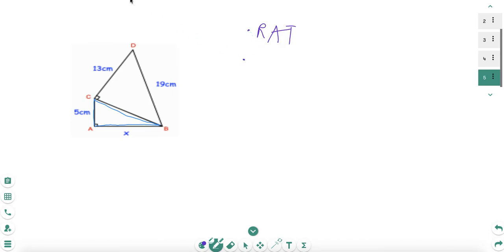What's the problem, guys? In order to use Pythagoras, you need to know two sides, but I only know one side. In order to find this side, I have to know this side too. So therefore, we can't use Pythagoras straight away to find this unknown side. So what can we do, guys? Well, maybe we need to find this side.